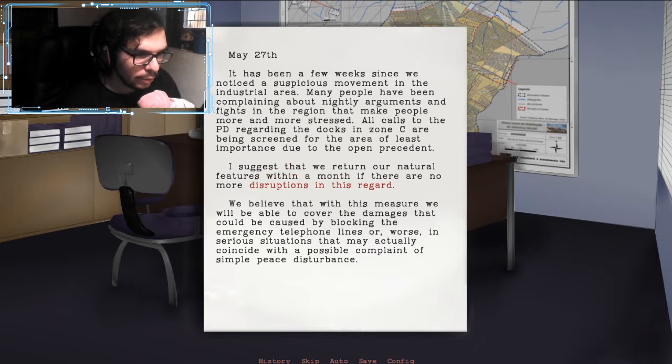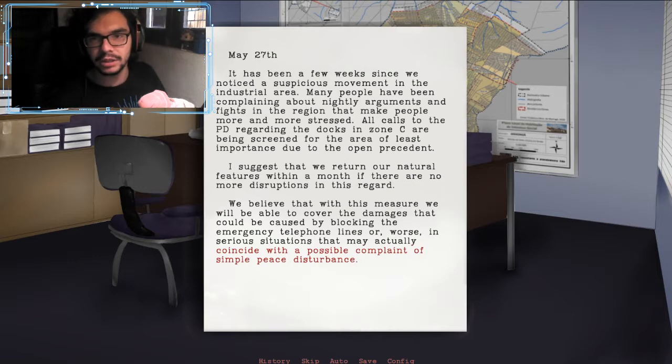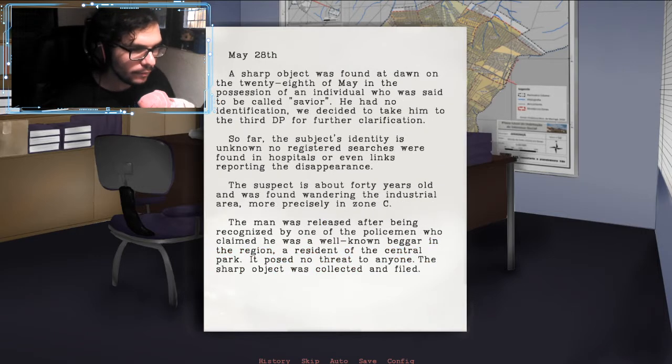There are no more disruptions. Believe that with this measure, we're able to cover the damages that could be caused by blocking the emergency telephone lines, a situation that may actually coincide with a possible complaint of simple peace disturbance. That seems to be something that I should click, but I don't know.